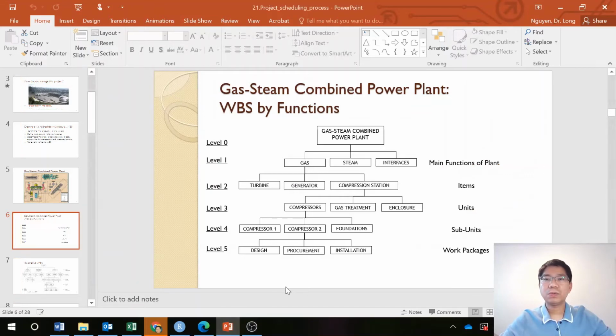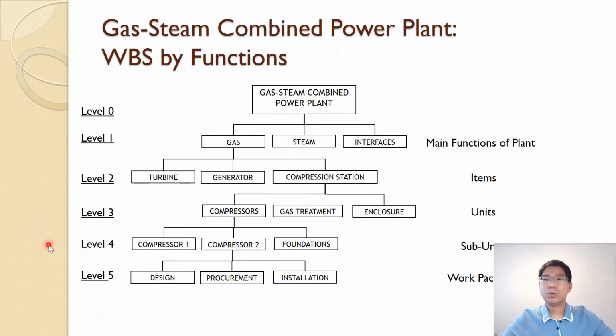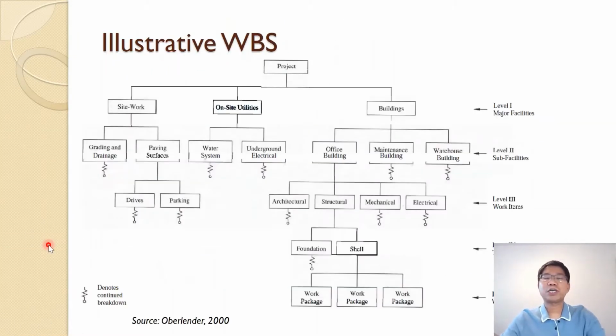Let's continue in this slide. And then another type of project, just like institutional, warehouses, or office building. You have site work, on-site utilities, and the building itself. In the buildings, we have office building, maintenance building, warehouse building. So at the second level you have site work, civil work, paving, etc. And then each you can continue to break down further.